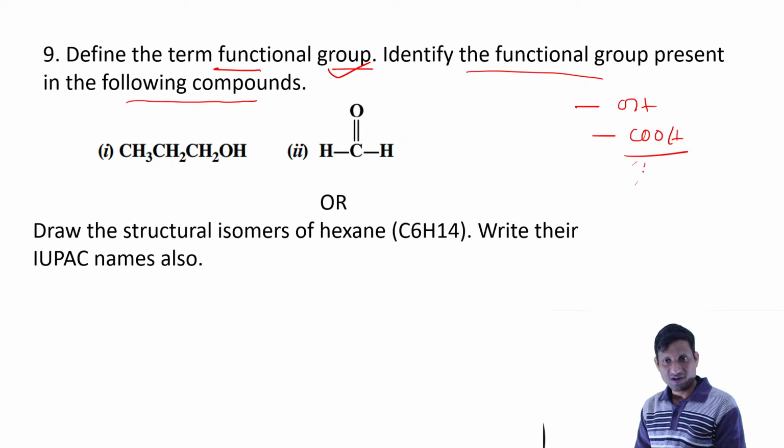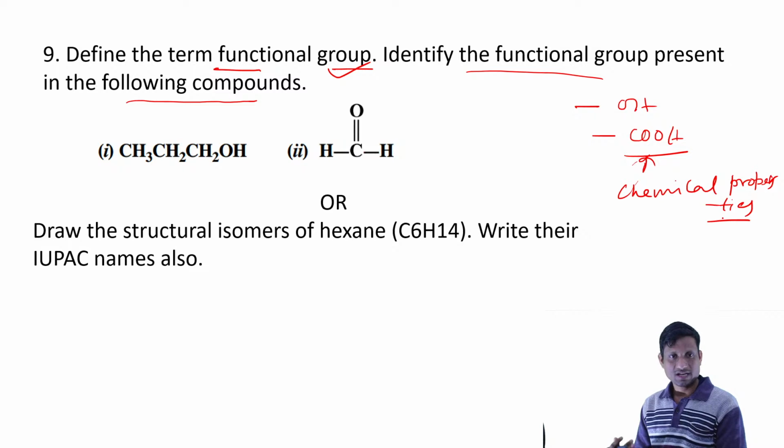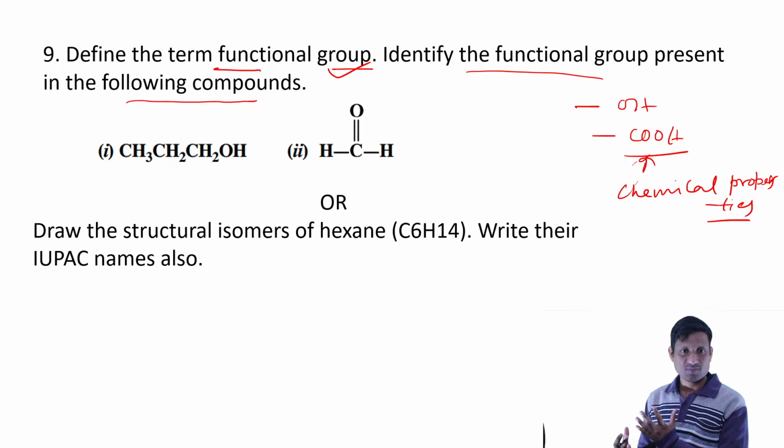So the functional group decides the chemical properties of the compound, and the functional group is present as an atom or group of atoms. Here in the two examples, we have OH, so which functional group is OH? This OH is the alcohol functional group.